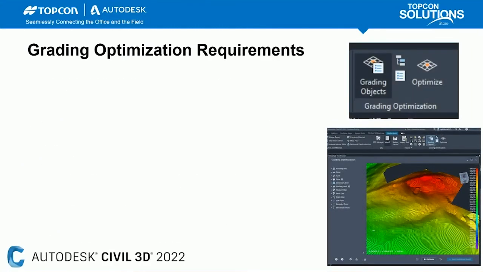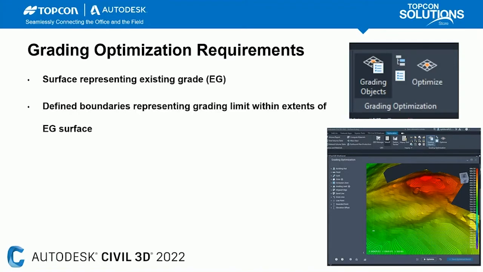Okay, grading optimization requirements. A couple things are required in order to start using it. So you need a surface representing your existing grade. You need defined boundaries representing grading limits within the extent of the EG surface. Basically, what sections am I going to grade on this surface? An idea of drainage plan and directions.